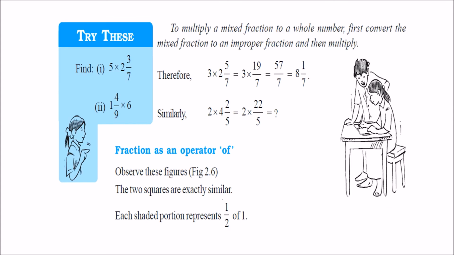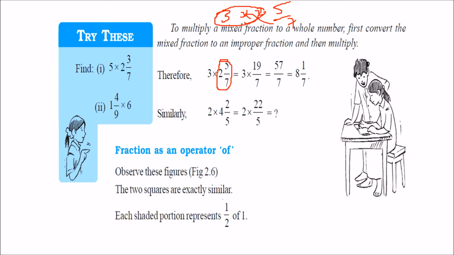So to multiply a mixed fraction to a whole number, you have to convert the mixed fraction to an improper fraction, and then you can multiply. 3 into 2 5 by 7. That doesn't mean you multiply 3 into 2, then you multiply this. No. First you have to convert this into the improper fraction, because this is eventually an improper fraction only.